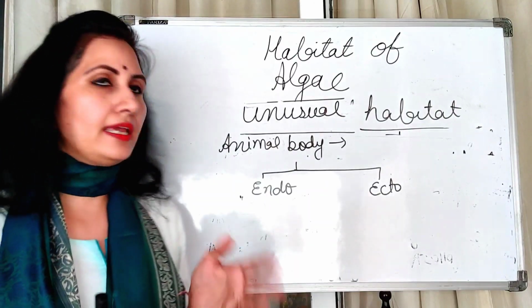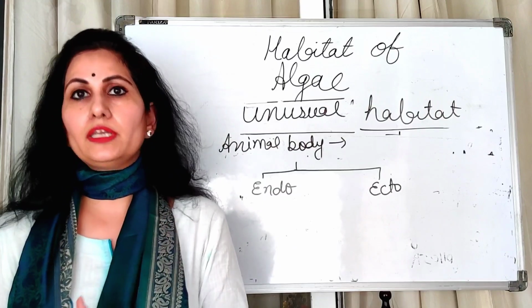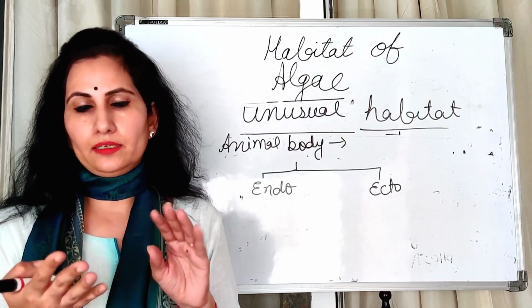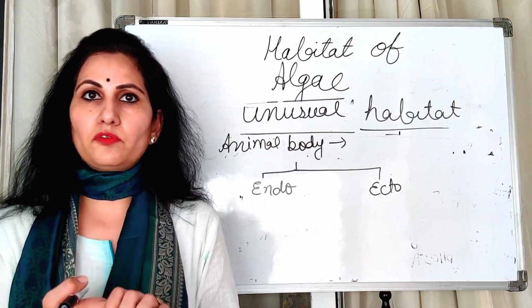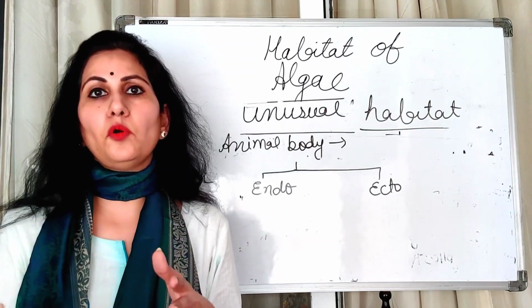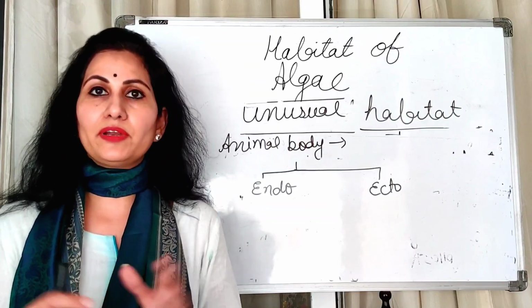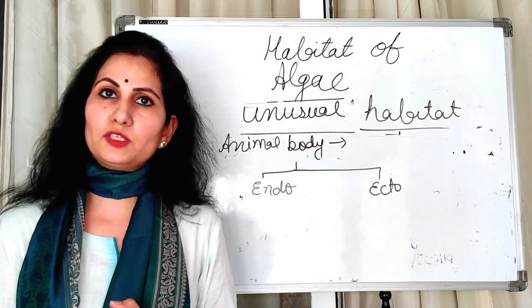And second is ecto. Ecto is on the surface of any animal. Like some algae can be seen on the surface of mollusca. Their shell is very hard, so they grow over there. So friends, this was all about the different types of habitat in which algae is found.